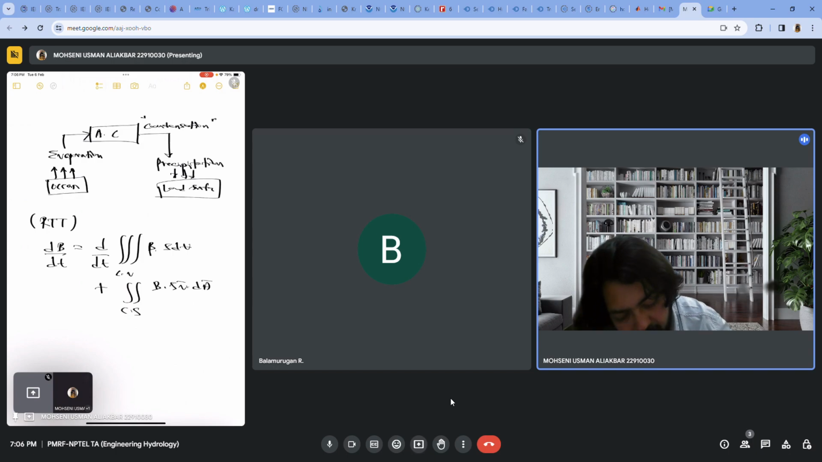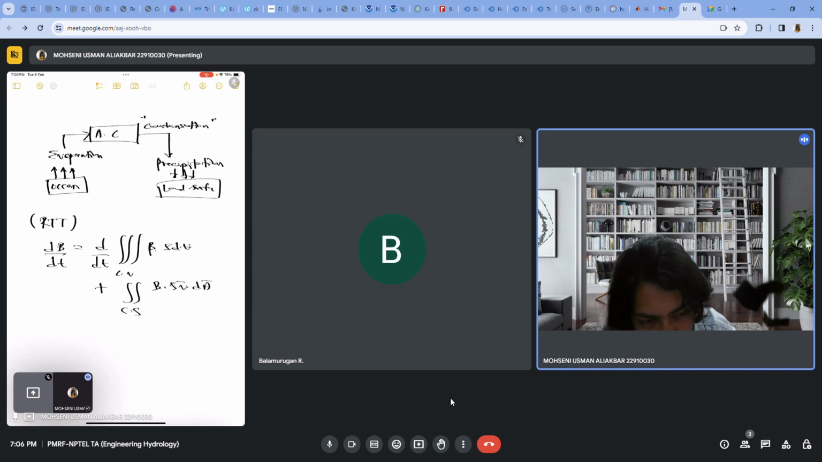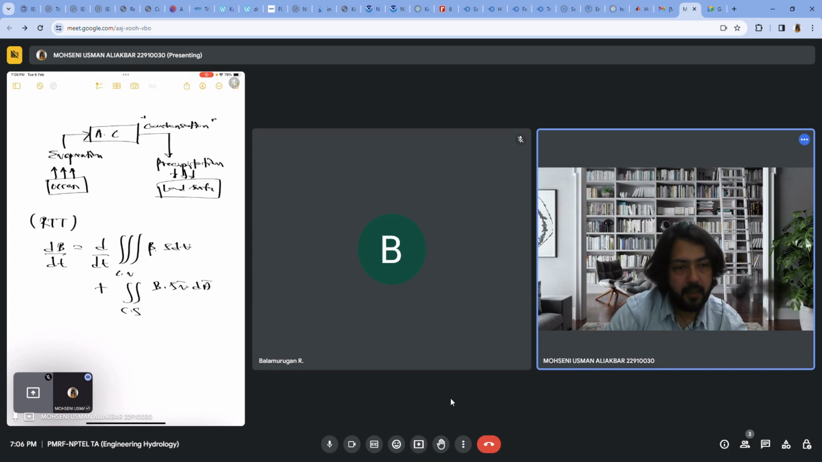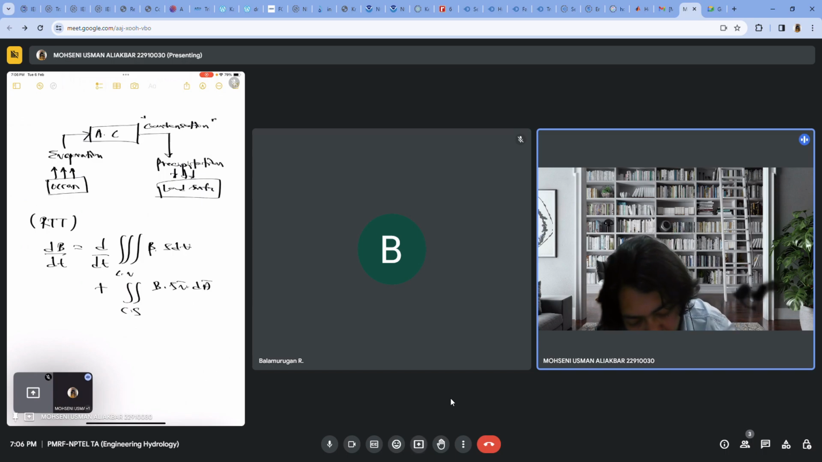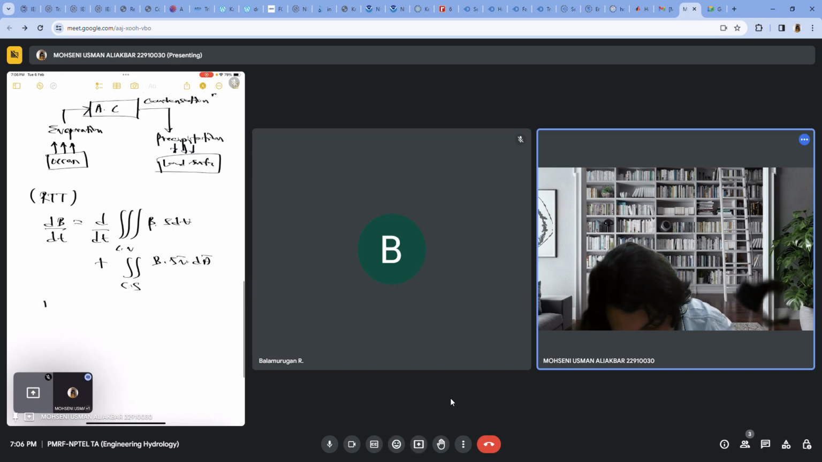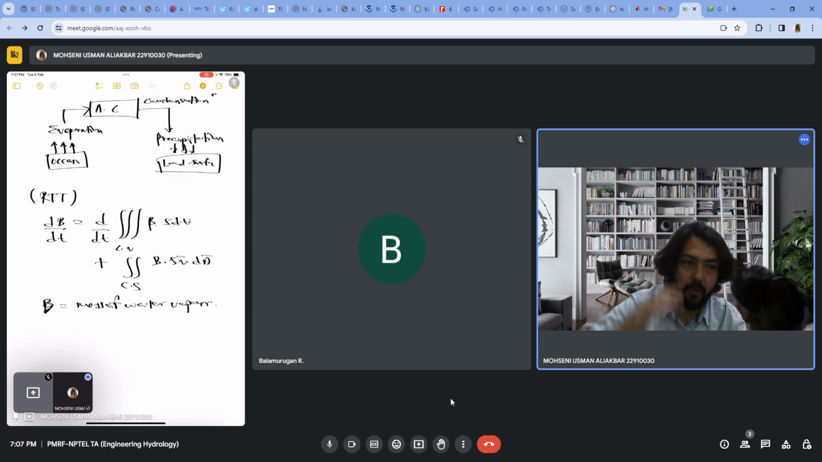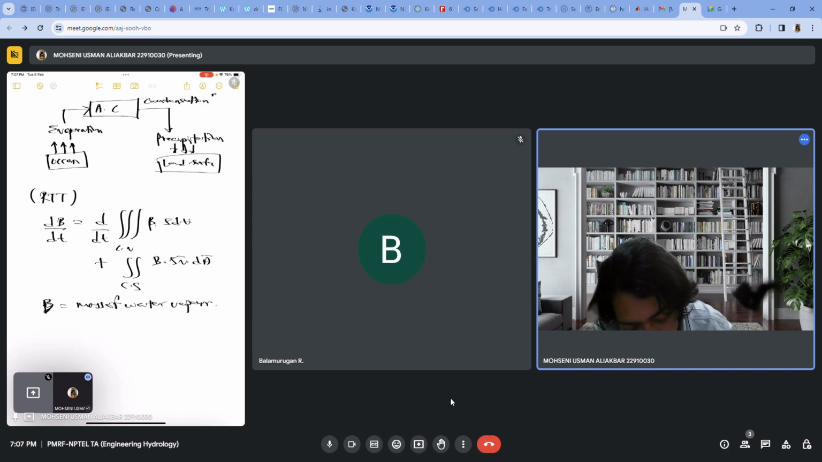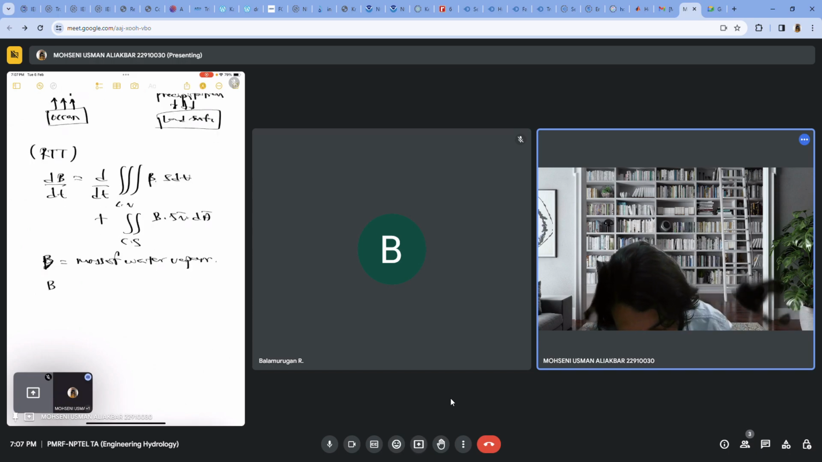So let us say we want to derive this equation, but only for the atmospheric circulation part. What we are going to do is assume the extensive property B as the mass of water. Let us say whatever mass of water vapor is present in the atmosphere, we are taking it as the extensive property. So what will be the intensive property? The intensive property beta is nothing but dB by dm.